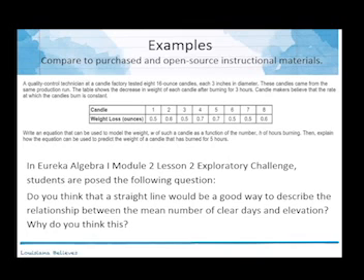The comparable lesson that I found, if you're using Eureka, in their Algebra 1 Module 2 Lesson 2 Exploratory Challenge, students are asked to consider if a straight line would be a good way to describe a relationship between an average number of clear days and elevation, and then explain why they would think this. So this would be a good way for them to dive into work that involves not using perfect numbers, because that's more real world.